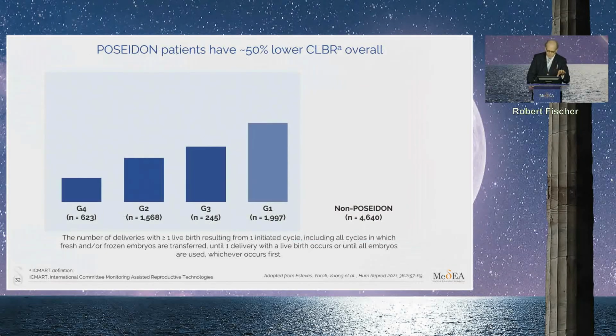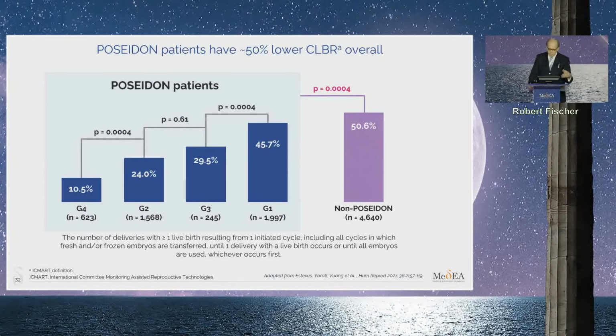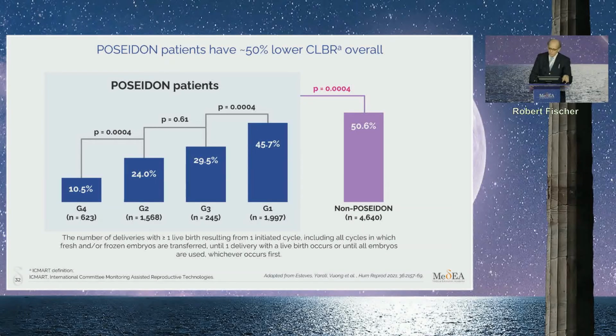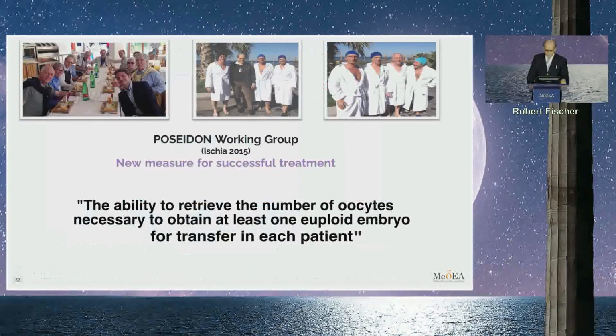But when we revalidate the subgroups now, taking all the Poseidon groups together, you see different probabilities of a cumulative live birth rate within the Poseidon group by itself. But looking at all of them together compared to non-Poseidon patients, you see that the probability of reaching a cumulative live birth rate is about 50% lower. So yes, it was validated, and you will hear more about it in one of the next lectures. To go into more detail, we were right in choosing these 4 subgroups.